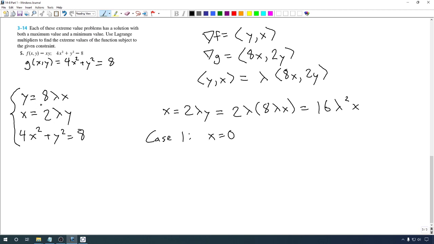Well, if I plug that into the first equation, we get something interesting. We have 8 lambda times 0, which is 0. Okay, that means that we'd be looking at the point 0, 0. Is that a good point for us? Is that a possibility? Well, no, the point 0, 0 does not satisfy our other equation. It is not a point on our ellipse. So this doesn't lead to any solutions.